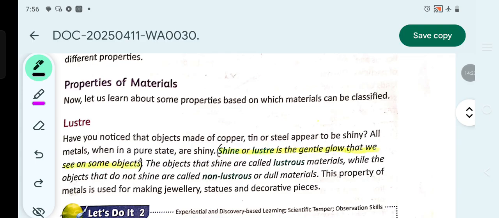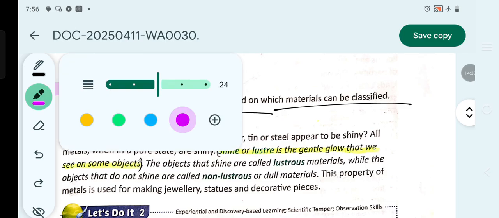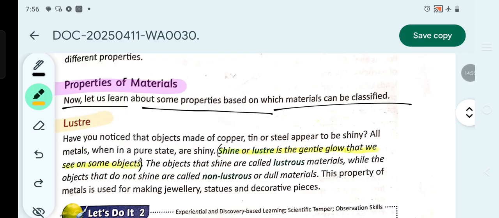Now, let us see the properties of materials. Let us learn about some special properties through which materials can be classified. So, the first property is luster. Have you ever noticed that objects made of copper, tin, steel appear to be shiny? Well, yes, because we see it in our daily lives. All metals, when in a pure state, are shiny.